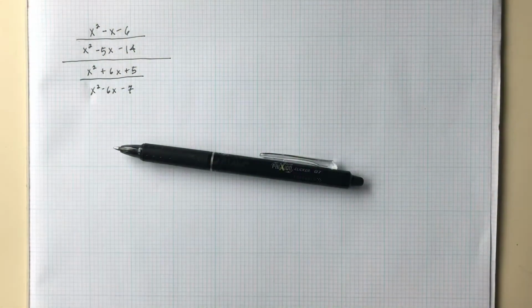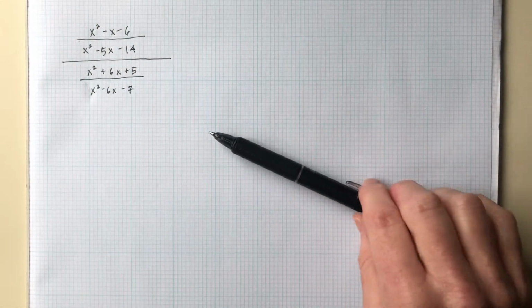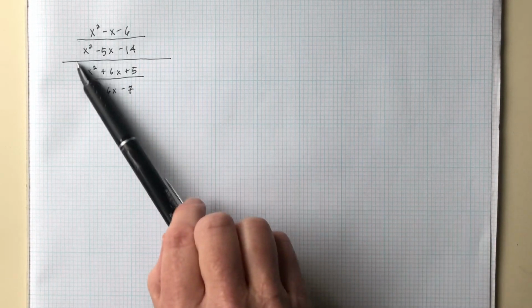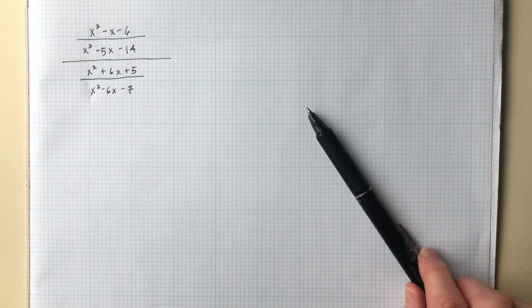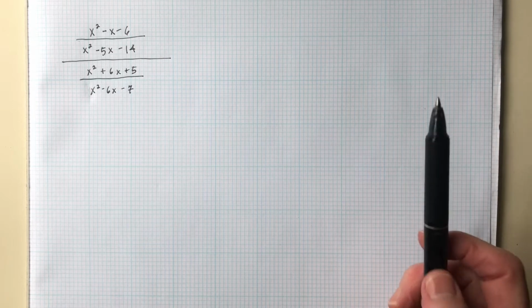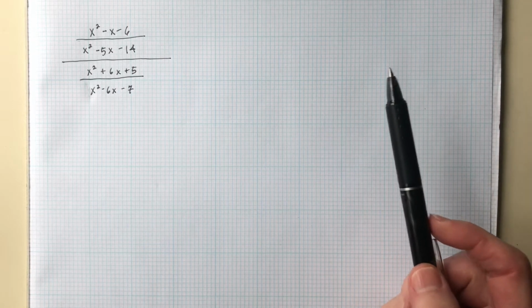Hi everyone, in this video I'll show you how to simplify complex rationals. A complex rational is an expression that looks like this. And yeah, it does look a bit complex, right? But it's actually not as bad as it seems. So let's take it apart and we will conquer this thing.